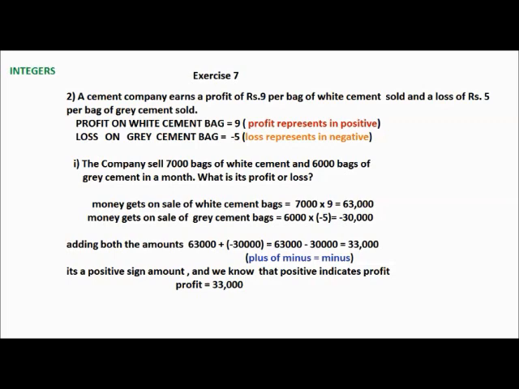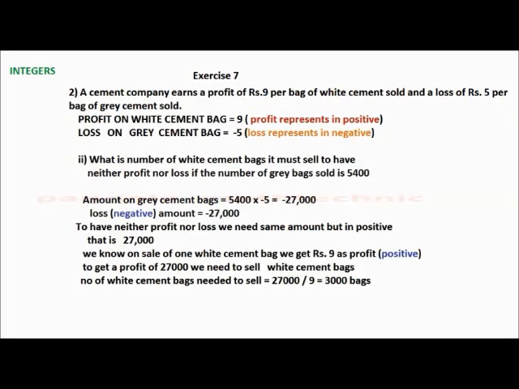Now adding both the amounts, 63,000 plus minus 30,000 is equal to 63,000 minus 30,000, that is equal to 33,000. It's a positive amount and we know that positive indicates profit. So profit is equal to 33,000. What is the number of white cement bags it must sell to have neither profit nor loss if the number of grey bags sold is 5,400?